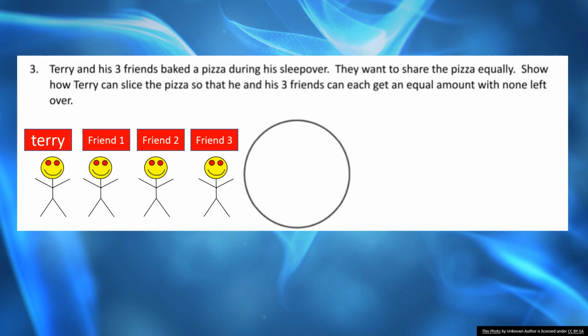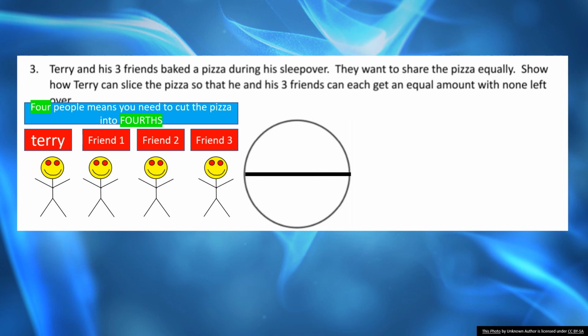All right, so since we have Terry and 3 friends, how many people is that? How many people are sharing this pizza? That's right, 4. Okay, 4 people means you need to cut the pizza into fourths. So you need 4 pieces. So let's go ahead and cut it in half, right? And then we're going to cut it in half again, like that. So that way we have 4 pieces for 4 people, right?